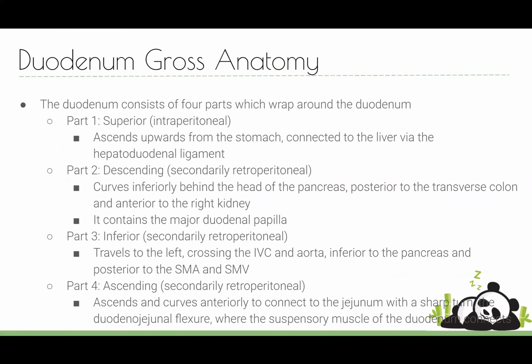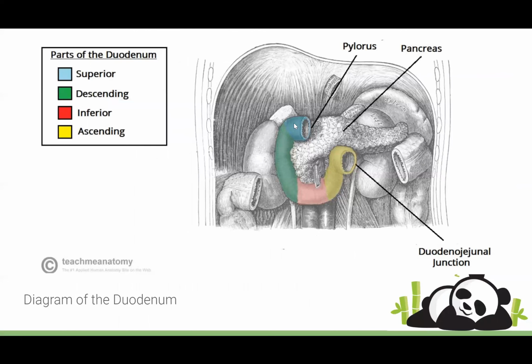So there are four parts of the duodenum, and these are kind of important. The first part is the superior part, intraperitoneal. It extends upwards from the stomach. The descending part is secondarily retroperitoneal. The inferior part is also secondarily retroperitoneal. The second part contains the major duodenal papilla. That's sort of important as well. And the fourth part is an ascending part, and it's also secondarily retroperitoneal. So do know that. And that's kind of where the jejunal flexure is and where the suspensory muscle connects to it. So first part, second part, third part, fourth part, and this is a flexure.